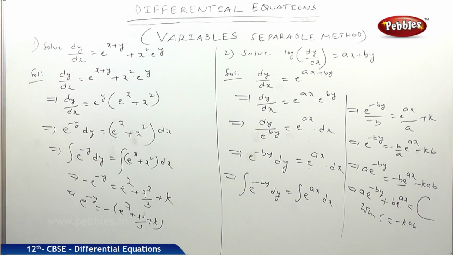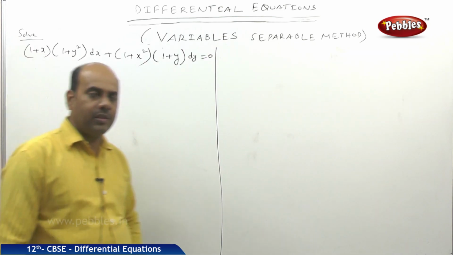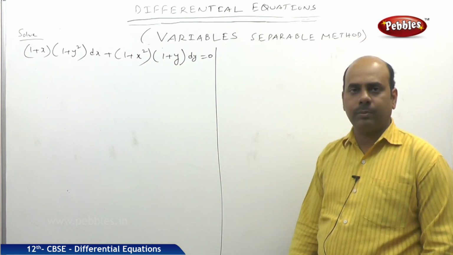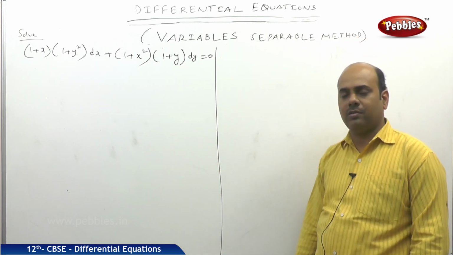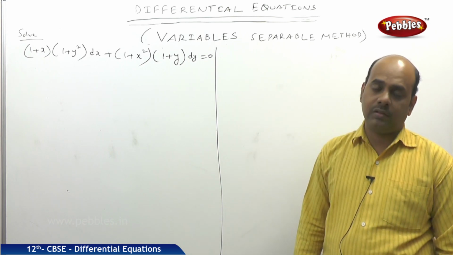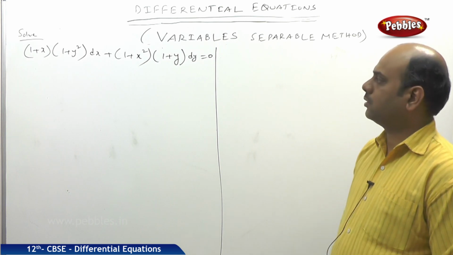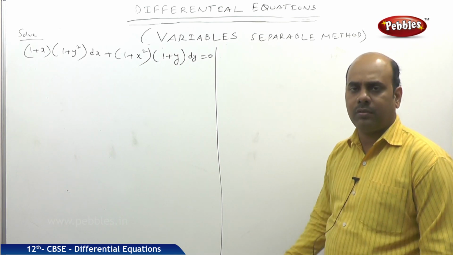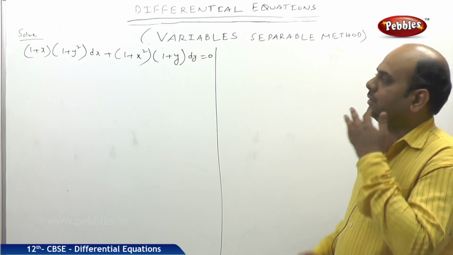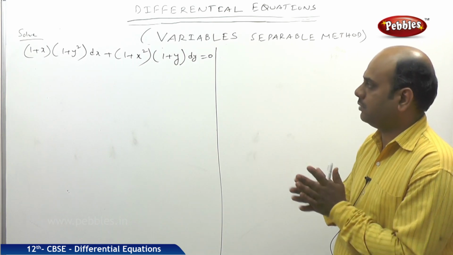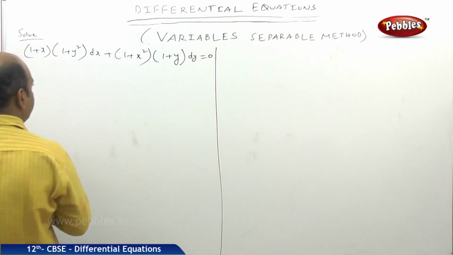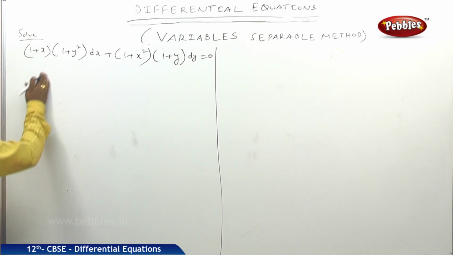Right, up till now we have seen very short answer questions on problems based on the variable separable method. Here also there is a chance of being asked for 4 marks as well as 6 marks. So we shall see some more moderate questions and very lengthy questions. He is asking us to solve 1 plus x into 1 plus y square dx plus 1 plus x square into 1 plus y dy.